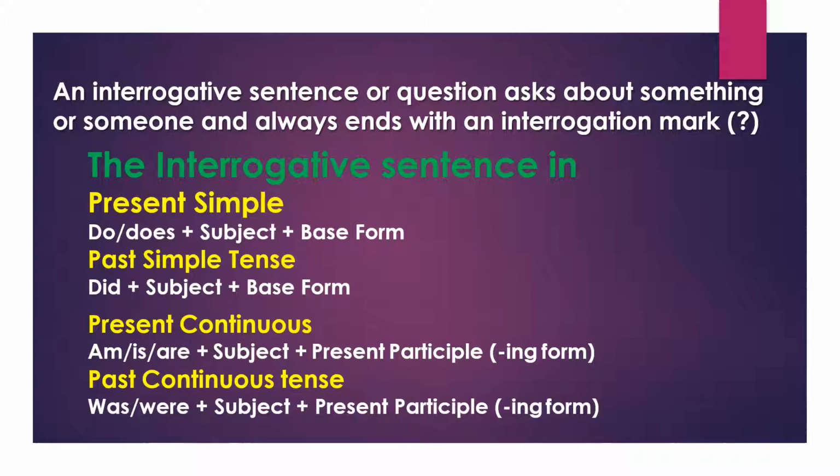The interrogative sentence in simple past tense is formed with did plus subject plus base form of the verb. Example, did this horse run very fast? Did they stand first in the class?